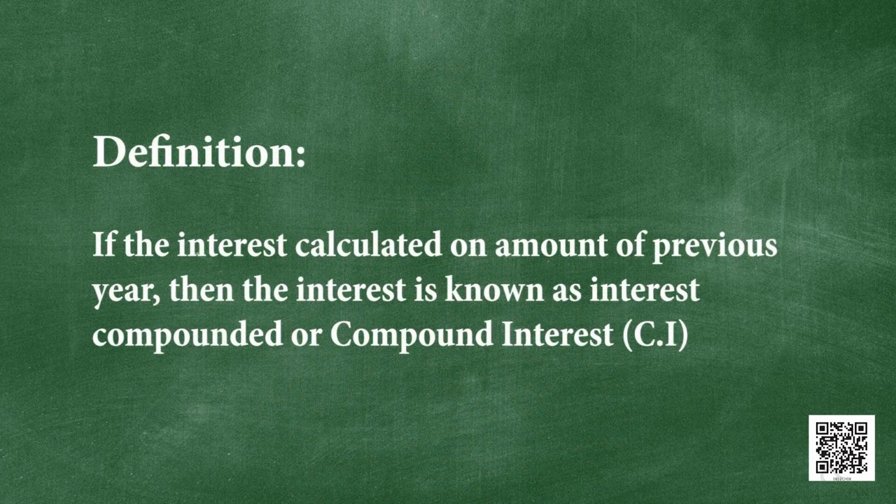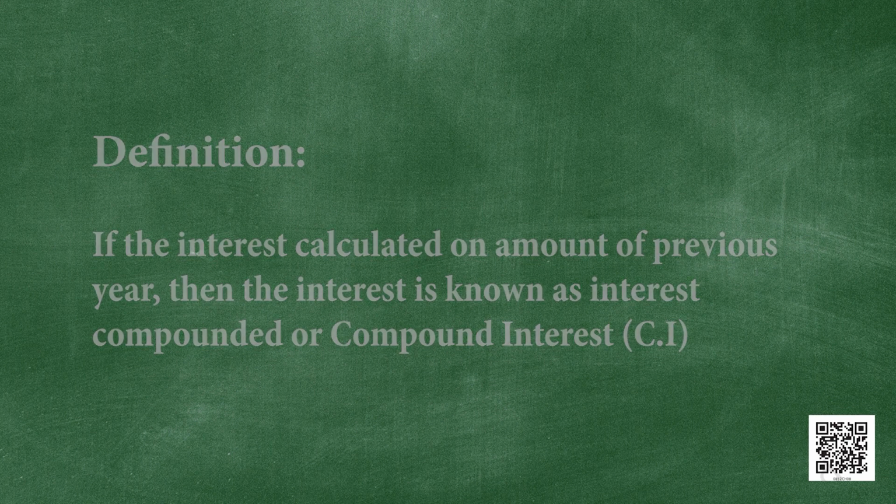Students, normally the interest paid or charged is never simple. It is always calculated on the amount of immediate previous year. This we call it as interest compounded or simply compound interest. If the interest is calculated on the amount of previous year, then the interest is known as interest compounded or compound interest, simply denoted as CI.